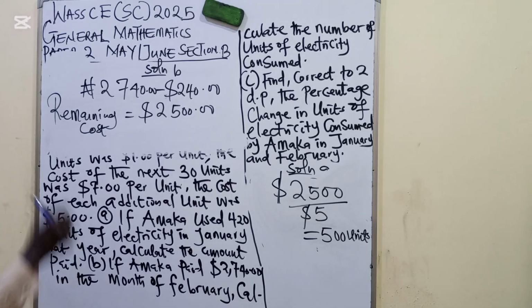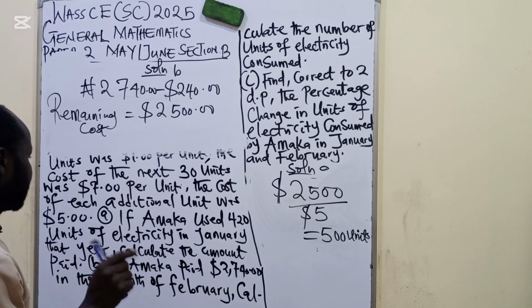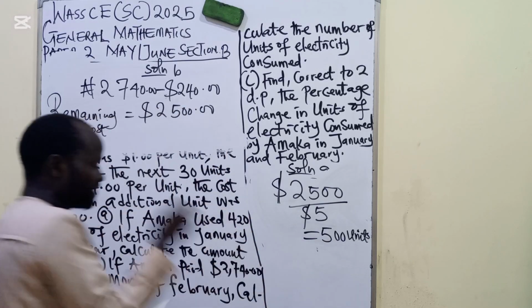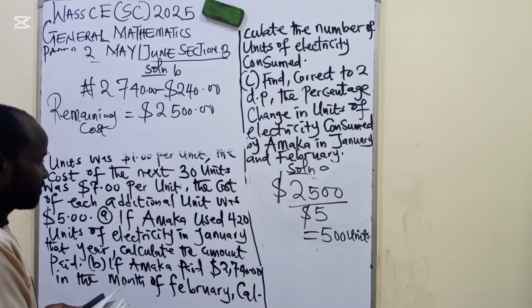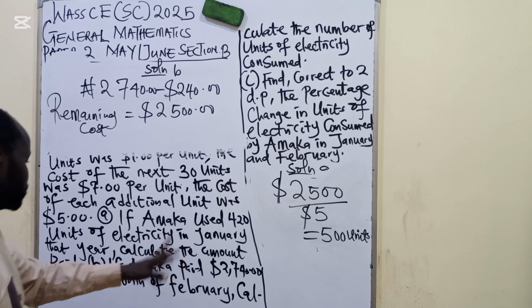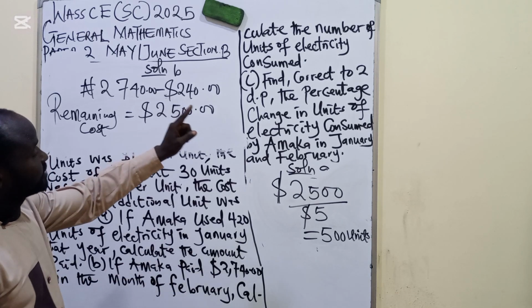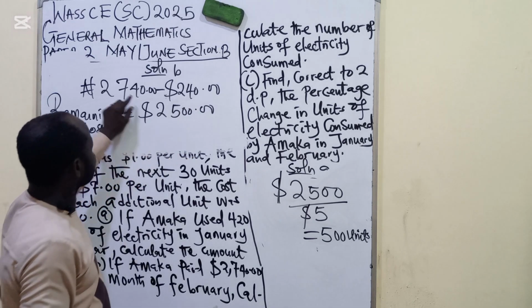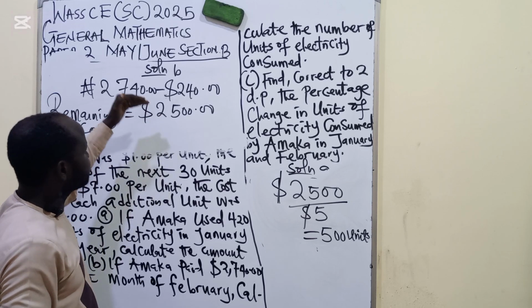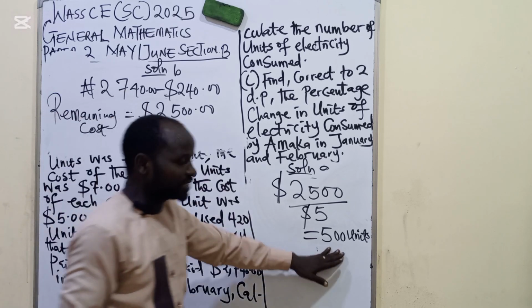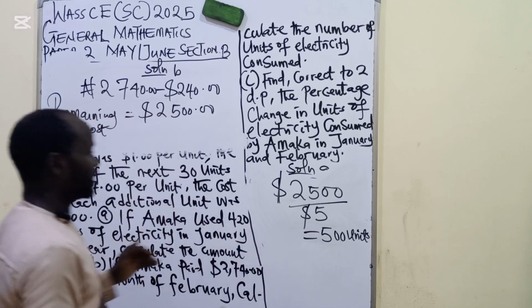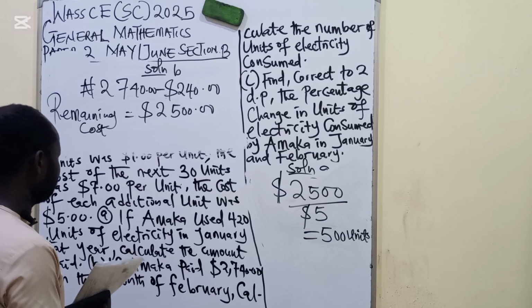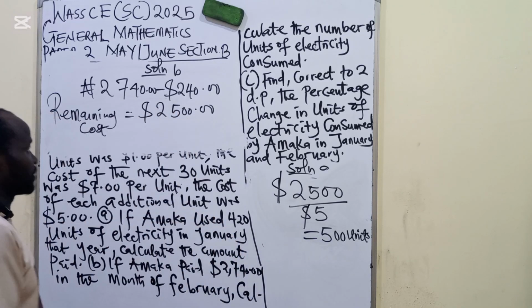So the question says we are asked to calculate the number of units of electricity consumed in that February. The number of units of electricity consumed in that February will be 500 units. Because Amaka paid 2,700 in the month of February. Okay, so it means we have removed for 60 units. So this is not for the remaining additional cost. Very important.